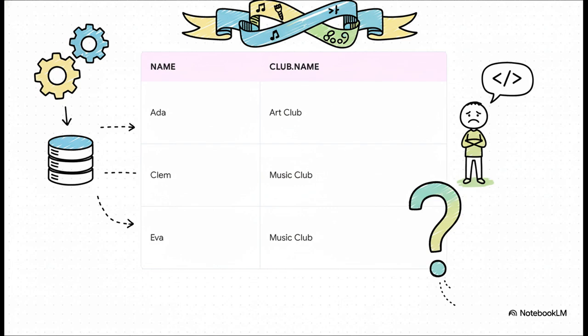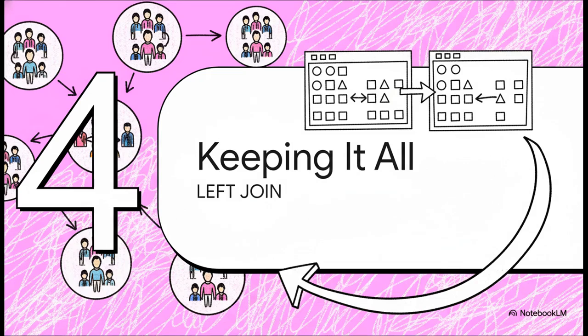But hang on a second. If you look at our original student list, somebody's missing. Yeah, that inner join was great, but it was also a little exclusive. It only invited people to the party who had a definite match. But what if we want to see everyone on the list, even the people who haven't joined a club yet? For that, we need a different tool, the left join.